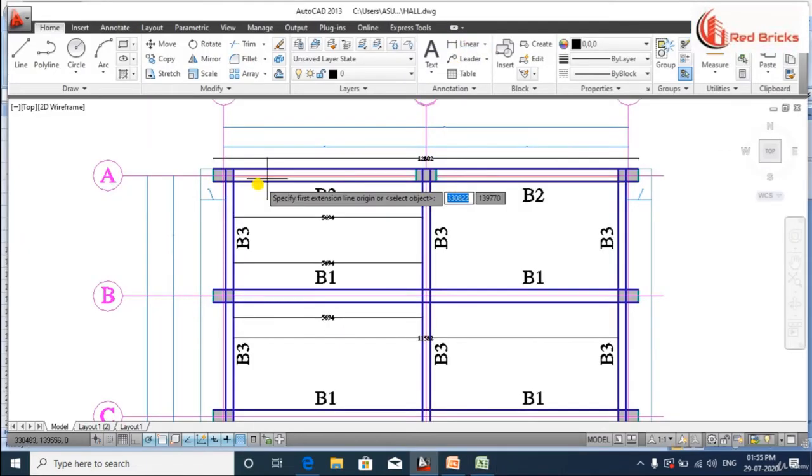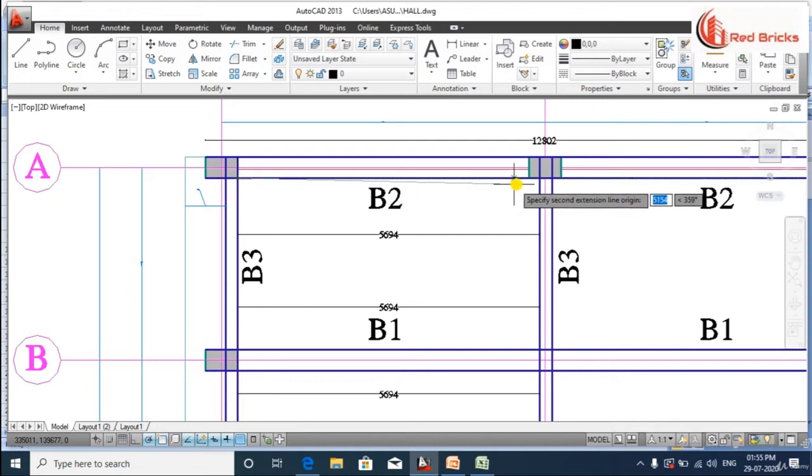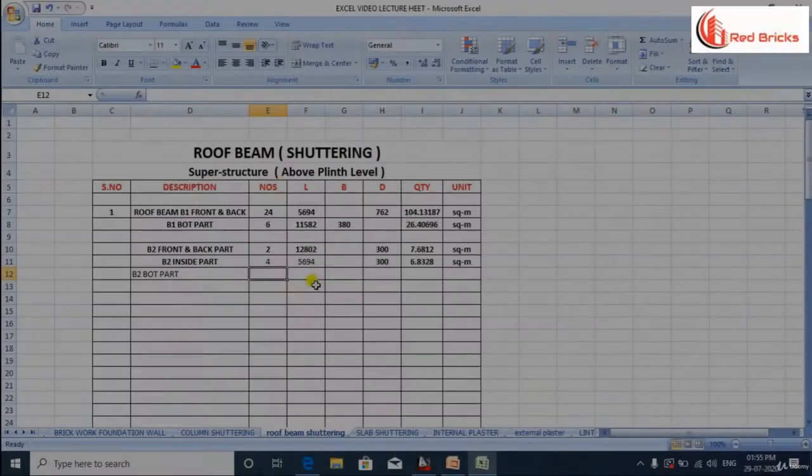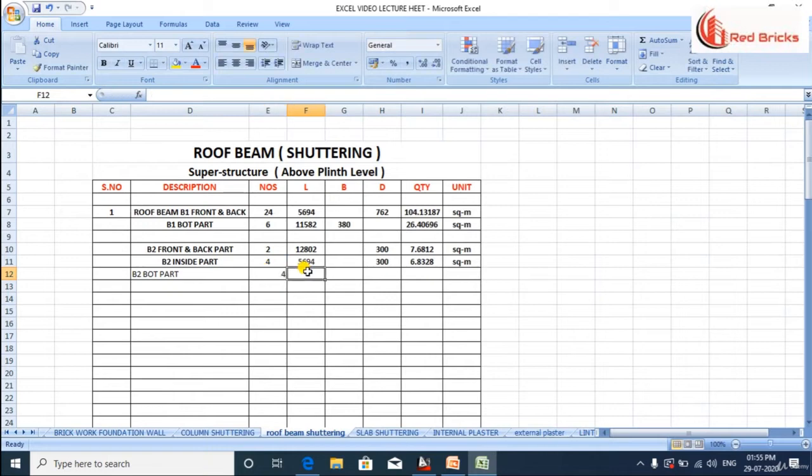Now let us find the bottom part of B2. The length of bottom part is 5486 and we have 4 such beams in the plan. Its number is 4, length 5486 and its breadth is 380 mm. We will multiply all its measures for getting its quantity. Do convert it to square meters by dividing it with 1000 square.